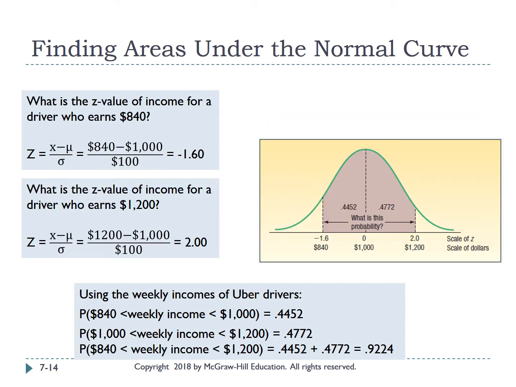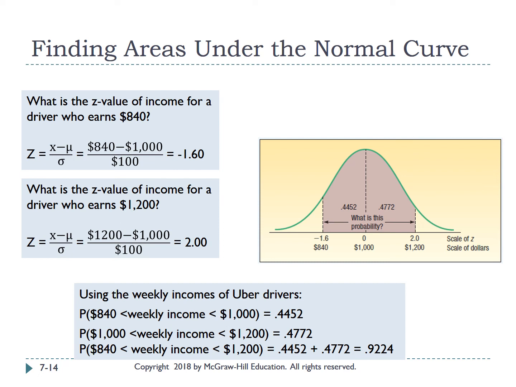Finding areas under the normal curve. What is the Z value of income of a driver who earns $840? We use Z equal X minus mu divided by sigma, which is 840 minus 1000 divided by 100, which is equal to minus 1.6. What is the Z value of income for a driver who earns $1,200? We will use the corresponding Z formula for the weekly income equal to 1,200. Z equal X minus mu divided by sigma equal $1,200 minus $1,000 divided by $100 equal 2.